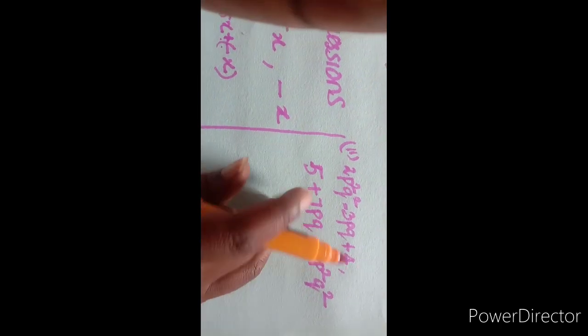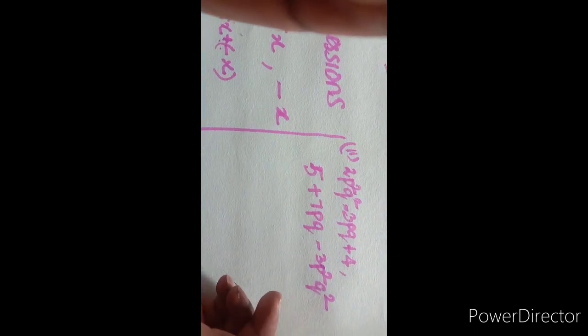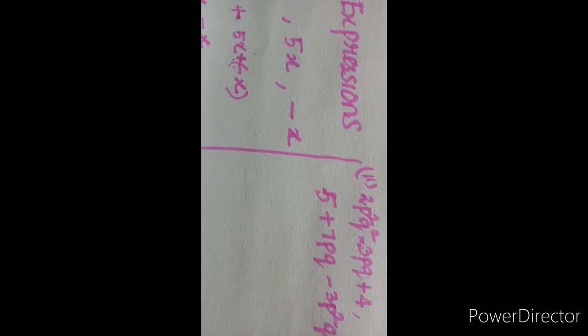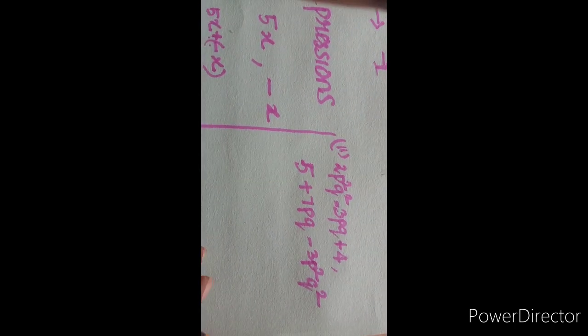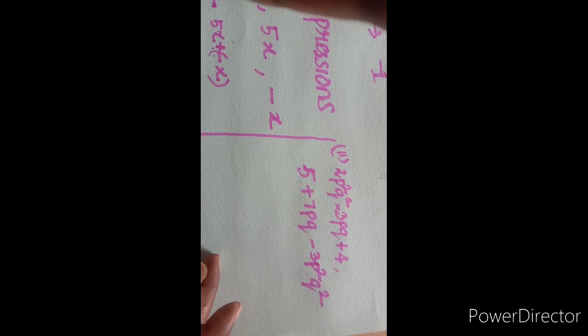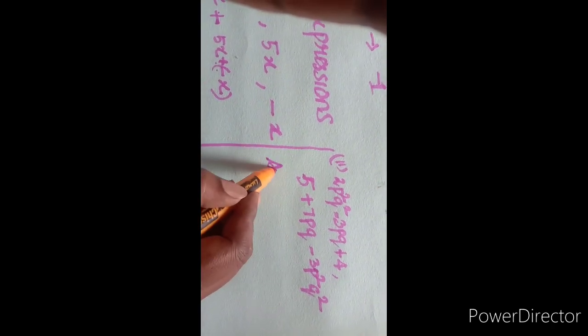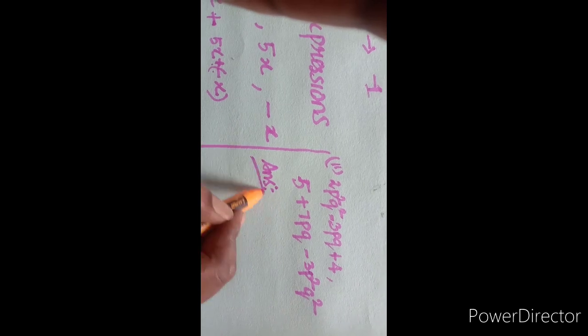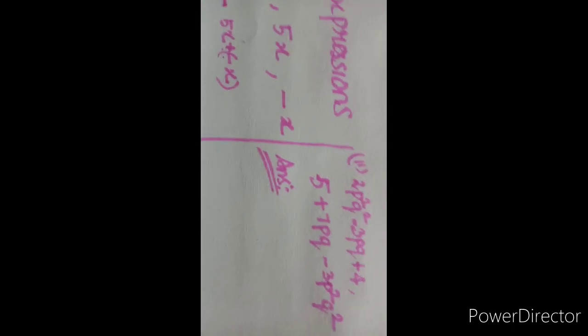Second example, they have given 2p squared q squared minus 3pq plus 4, and 5 plus 7pq minus 3p squared q squared. First we have to arrange the like terms. Like terms, you know, have the same variables. What are the variables that are the same? Here you have to check.